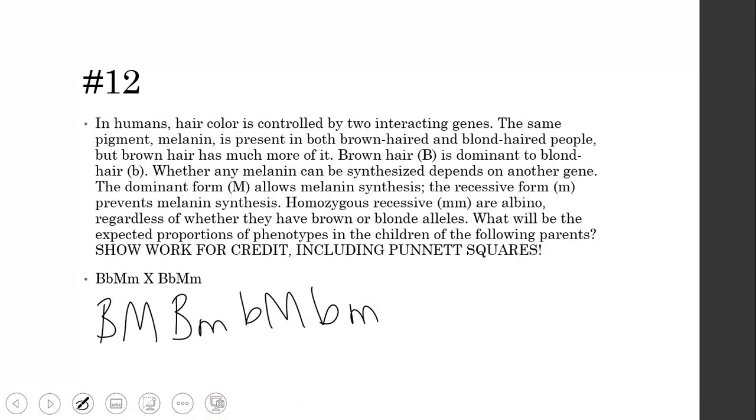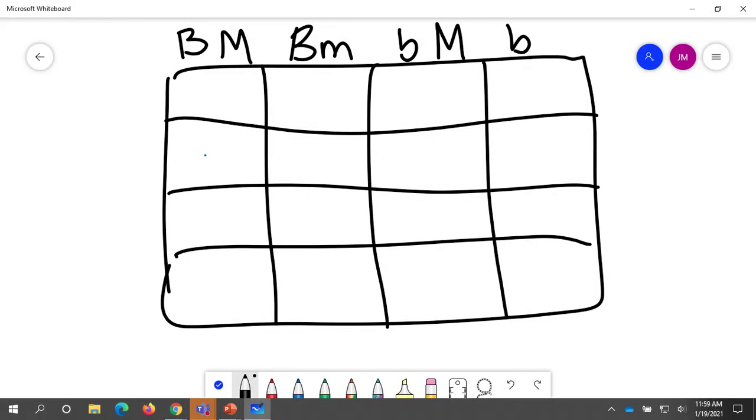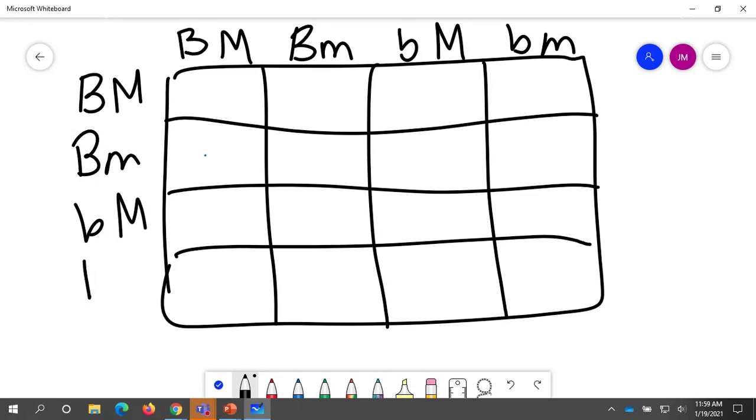Both parents, since they have the same thing, is going to be the same on the top and the side. So then we do our cross. And you can go left to right or you can go top to bottom. It doesn't matter.